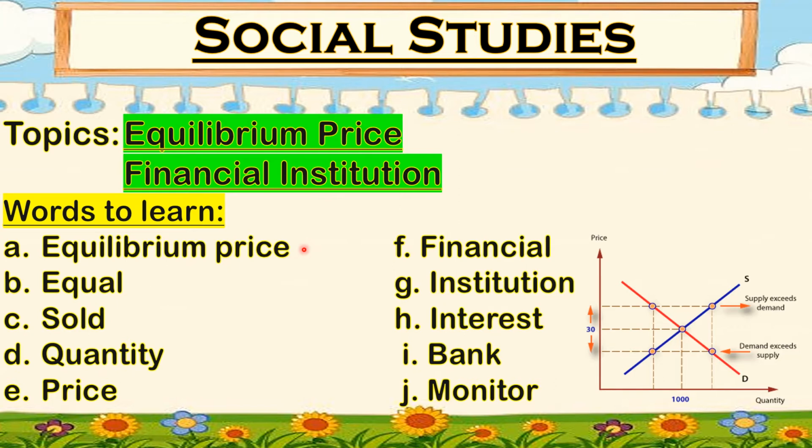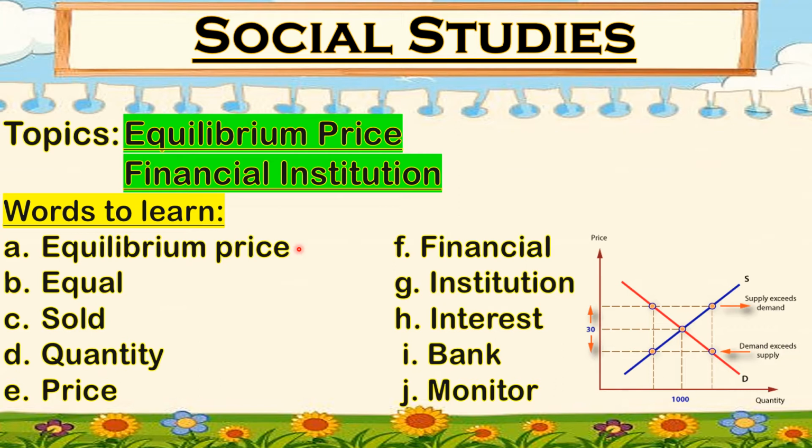Let's start reading. Letter A, equilibrium price. Letter B, equal. Letter C, sold. Letter D, quantity. Letter E, price. Letter F, financial. Letter G, institution. Letter H, interest. Letter I, bank. Letter J, monitor. So class, I'm just going to give you a brief explanation about these words.